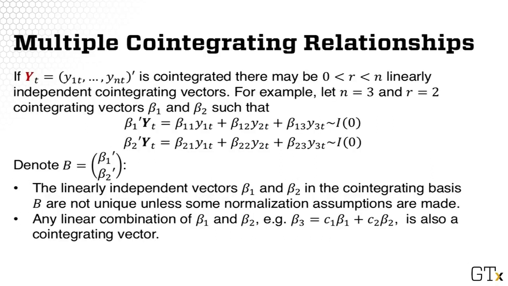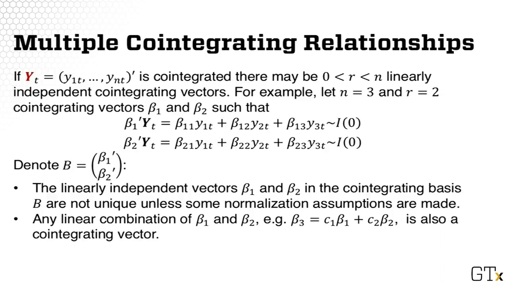For an n-dimensional multivariate time series, we can identify up to n-1 such cointegration relationships. For example, if we consider a trivariate time series with n equal to 3, there may be two different cointegrating vectors, beta 1 and beta 2, such that the linear combinations using these vectors result in stationary time series. These two vectors are linearly independent, otherwise they will lead to the same cointegrated relationship.